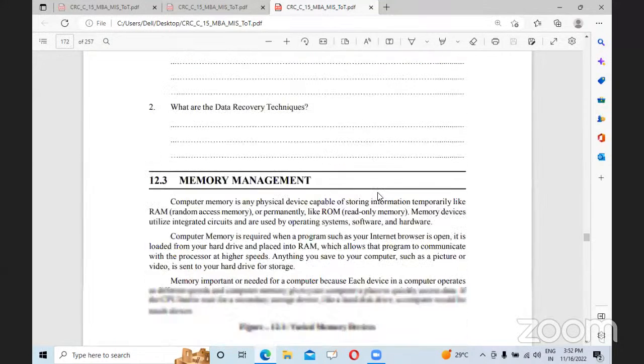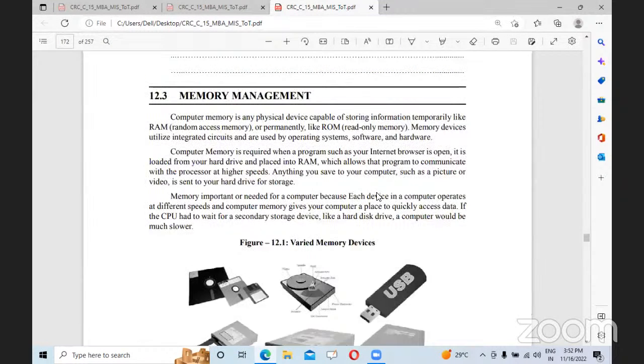And now relating to memory management. Computer memory is a physical device capable of storing information temporarily like RAM or permanently like a ROM. Memory devices utilize integrated circuits and are used by operating systems, software, and hardware. Computer memory is required when a program such as your internet browser is open and it is loaded from your hard drive and placed into RAM, which allows that program to communicate with the processor at higher speeds.